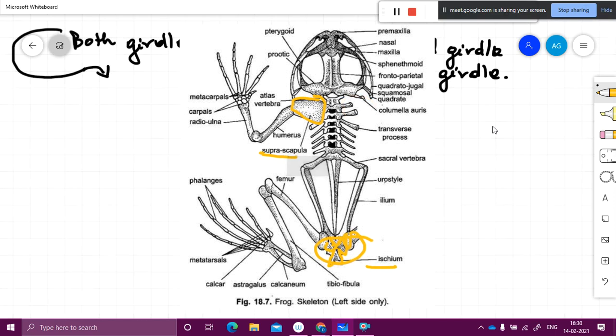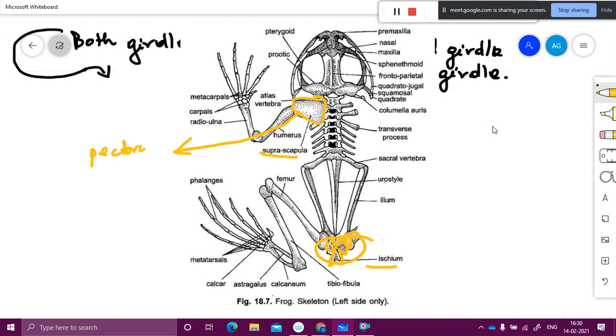This is the pectoral girdle. And these are the vertebra. Here is the occipital condyle, which you see. It's coming out. It is attaching with the vertebra in this region.